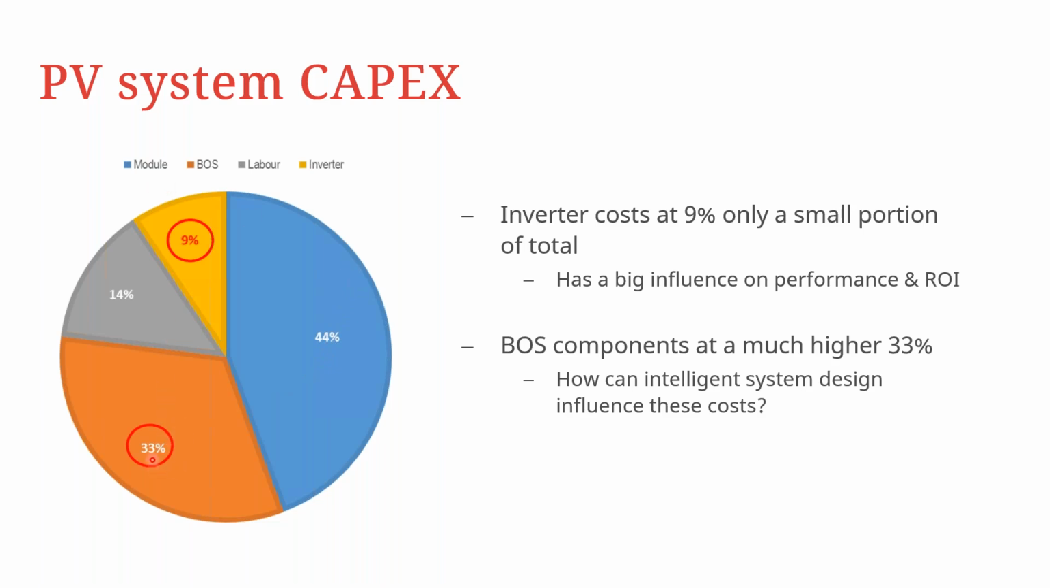We have the balance of system, which is 33%. And then we have things like labor and the inverter cost, which is only at 9% of the total project cost. So if you look at this inverter cost, it is actually quite a small proportion of the entire system cost, but it has a huge influence on the performance as well as the return on investment of this particular project. So the balance of system components are much higher compared to, for example, the inverter at 33%.